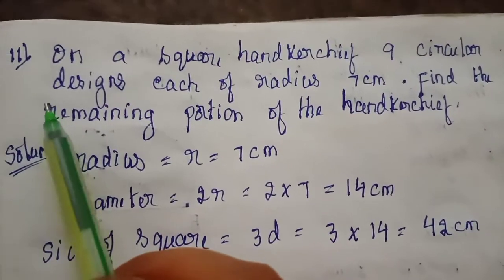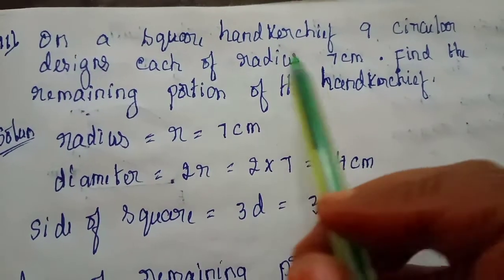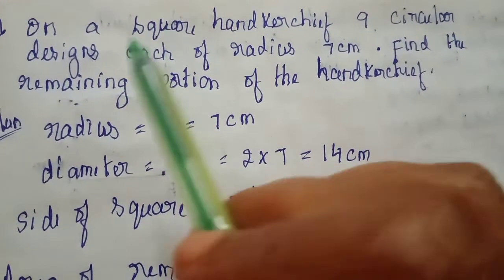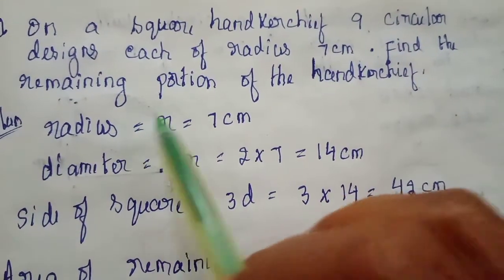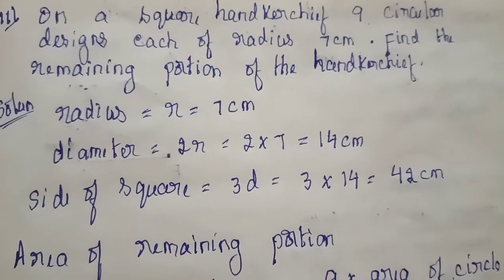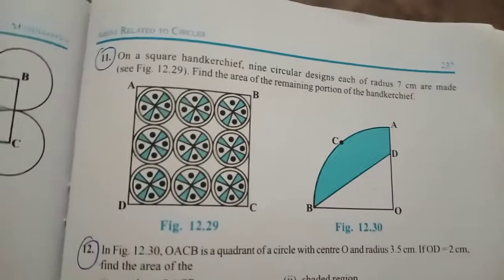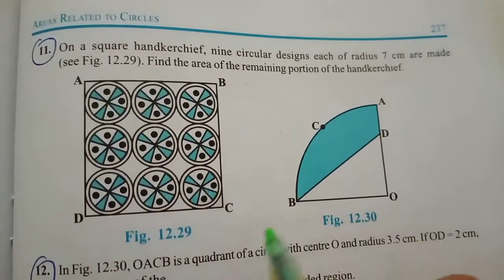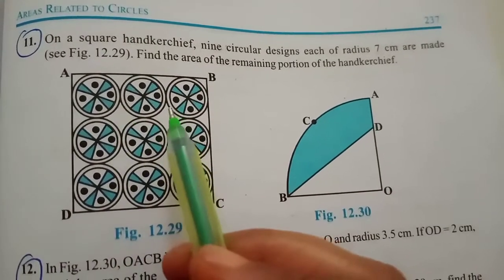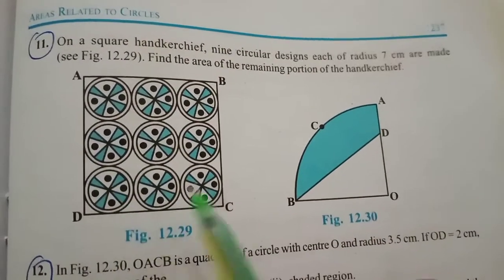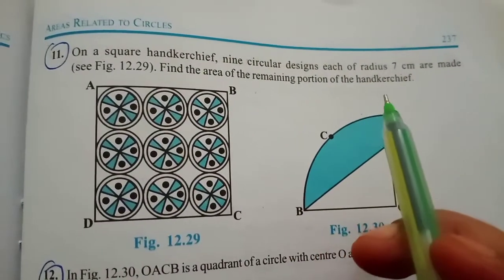Now let us move to the next question, that is the 11th question. Given, on a square handkerchief there are 9 circular designs, each of radius 7 centimeter. Find the remaining portion of the handkerchief. So let us observe the diagram. Yes, here is the diagram. You can see ABCD is the square-shaped handkerchief and 9 circular designs are drawn here. He is asking to find the area of the remaining portion of the handkerchief.